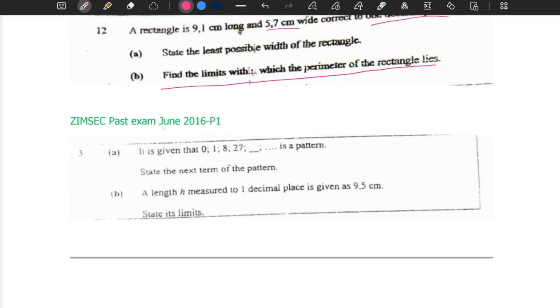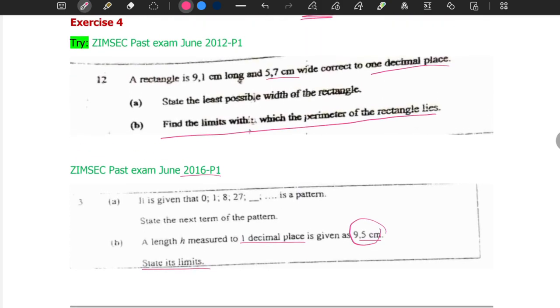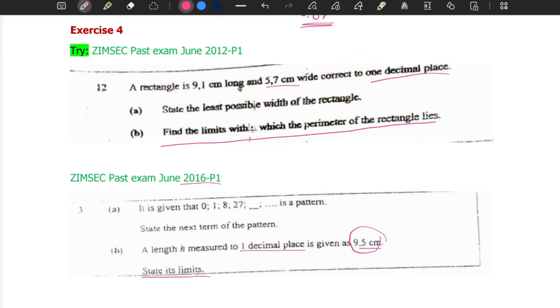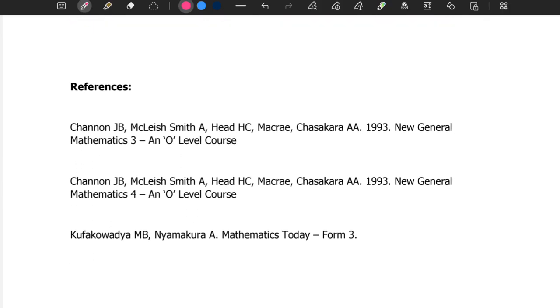Likewise for June 2016, part 1, paper 1, there's a question on part 3b. A length h measured to one decimal place is given as 9.5. Again, look at what the measurement is within the accuracy and what the number has been reduced to, in this case one decimal place. They ask you to state the limits. So you can give that a try as well. There will be a video to give more details about the past exam papers per topic.